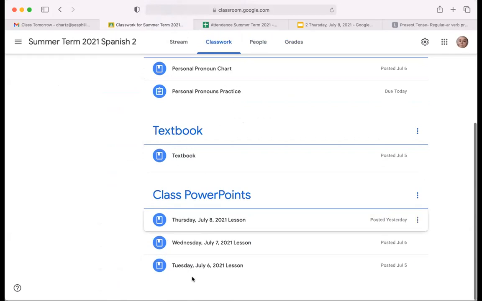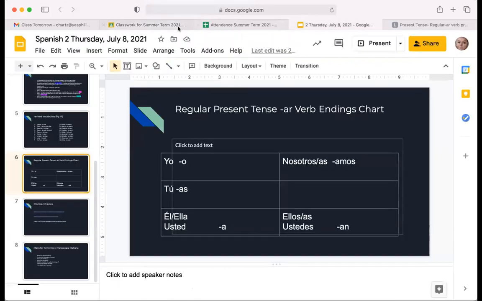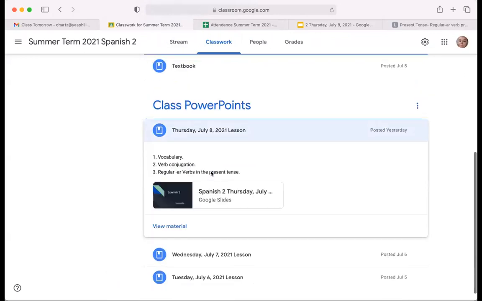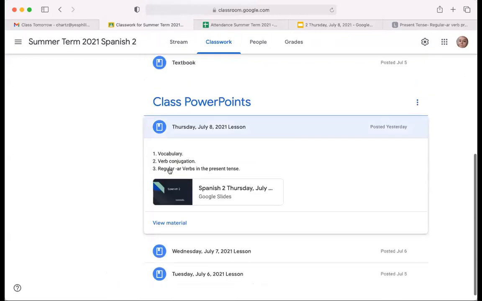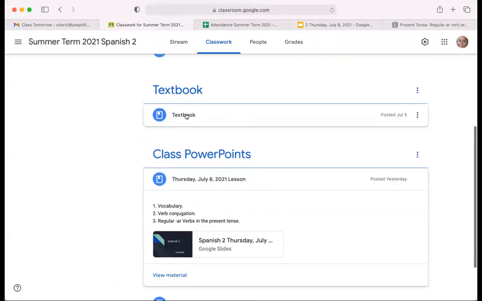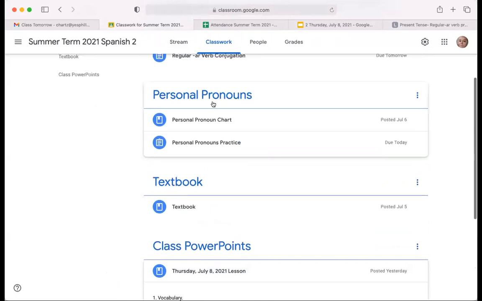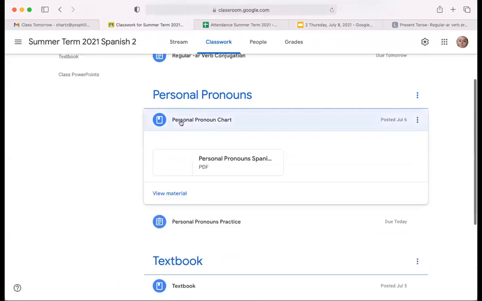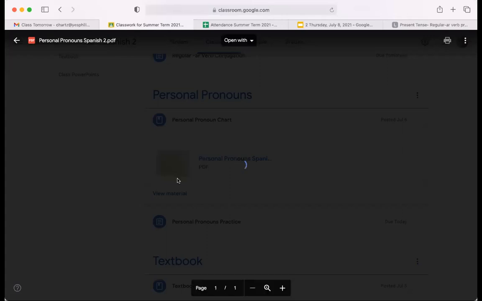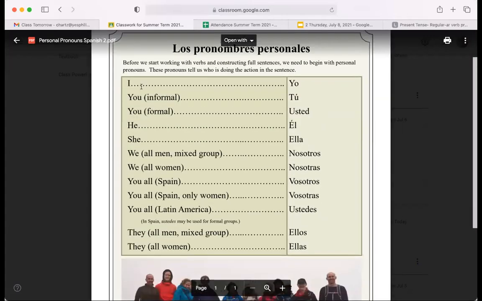The class PowerPoints are down here at the bottom, and these are the PowerPoints that I make every day. They're on here if you need them, and if you push on them, I give you a list of what's in each one. And the textbook is here. Don't worry about that one too much, because I take a lot of the things that I use from the textbook, but they're all in the PowerPoint. The personal pronouns, which we went through, I have to start here. This isn't an assignment. This is just a start.